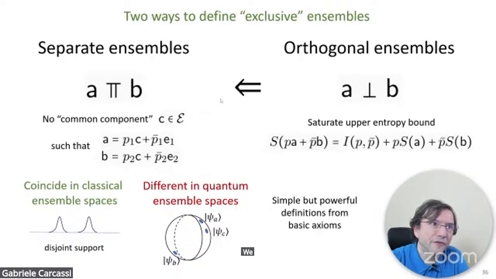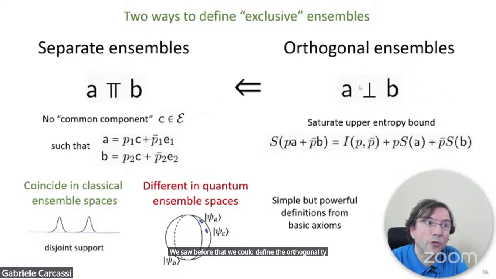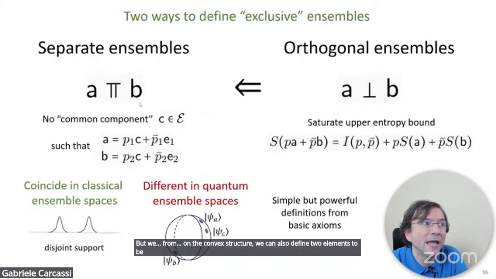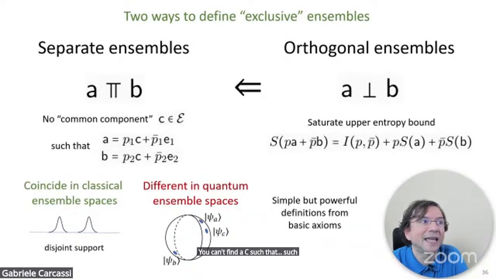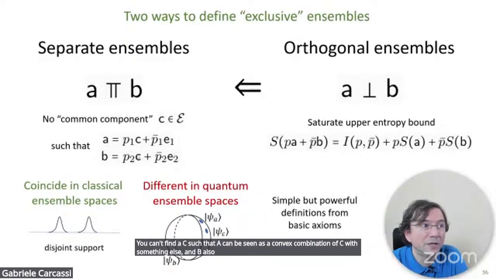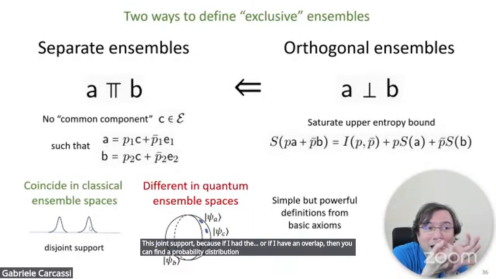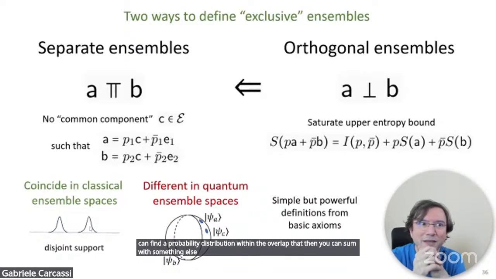But everything that you can define with this notion of entropy, we saw before that we could define the orthogonality. So 2 elements are orthogonal if they saturate the upper bound, if they maximally increase the entropy after a mixture. But on the convex structure, we can also define 2 elements to be separate, meaning that there is no common component. So you can't find a C such that A can be seen as a convex combination of C with something else, and B also a convex combination of C and something else, right? So in the classical case, for example, this means that they have disjoint support, because if I have an overlap, then you can find a probability distribution within the overlap that you can sum with something else to get one, and something else will be other.